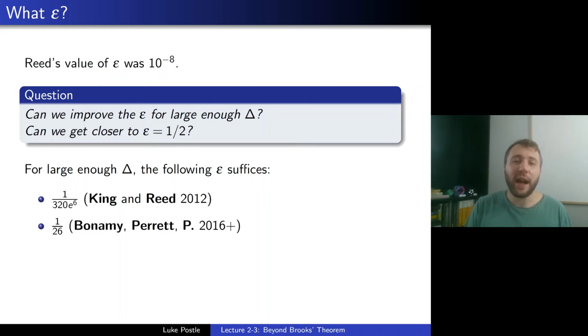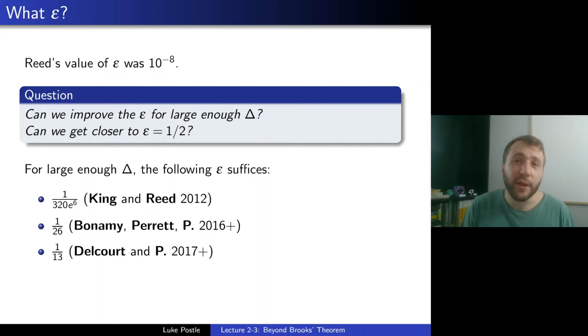And then I, along with Bonamy and Perrett, showed that you can get away with epsilon being a 26th for large enough delta. So a big improvement there, and then with Delcourt, I improved this even further to a 13th.